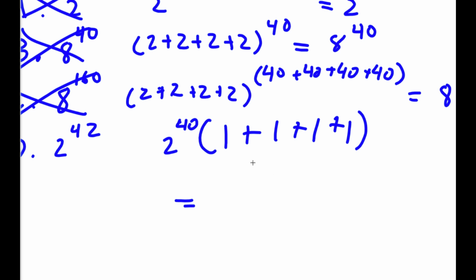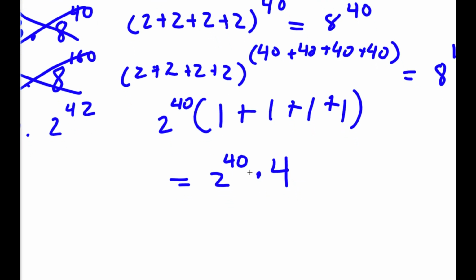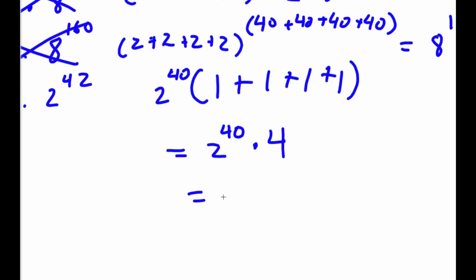Now, if I simplify what's in the parentheses, I get 2 to the power of 40 times 1 plus 1 is 2, 2 plus 1 is 3, 3 plus 1 is 4. So I have 2 to the power of 40 times 4. Now, 4 is equal to 2 squared. So now I have 2 to the power of 40 times 2 squared.